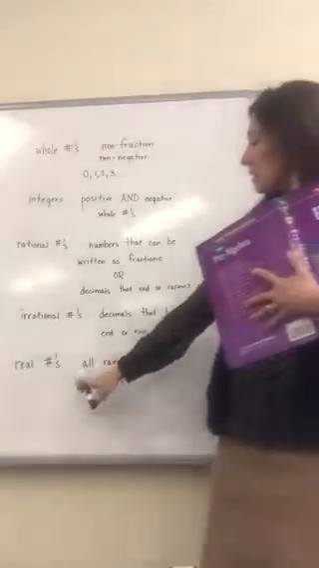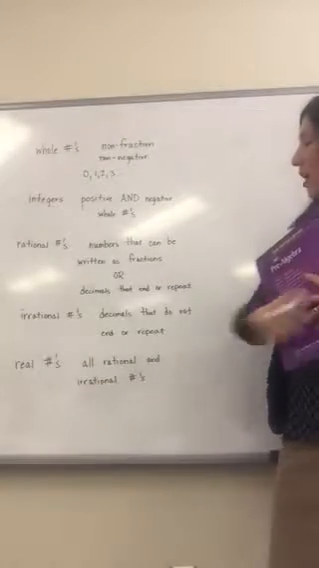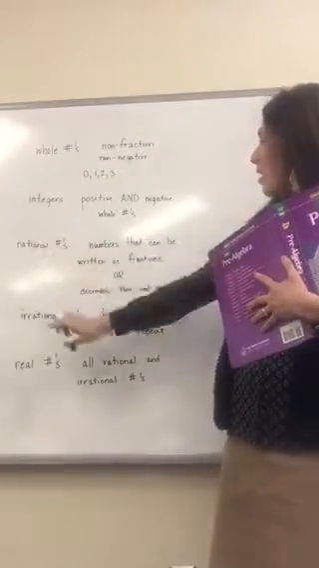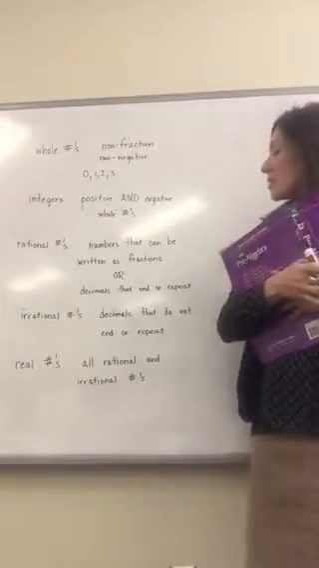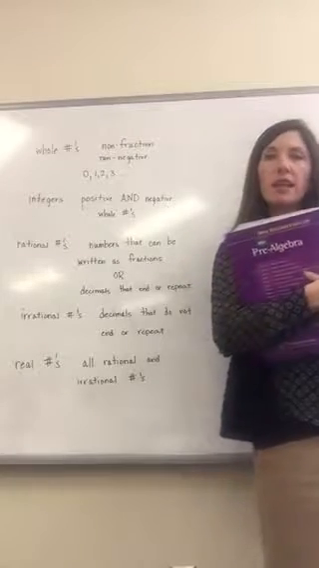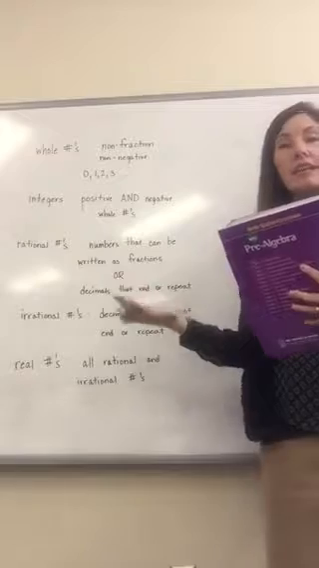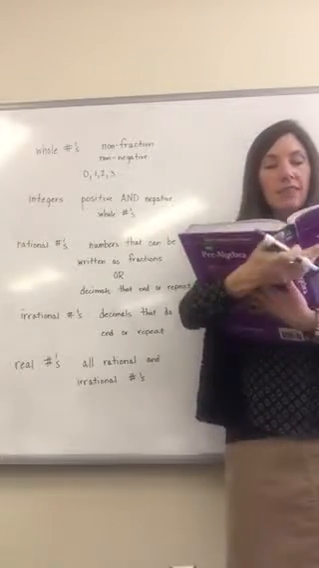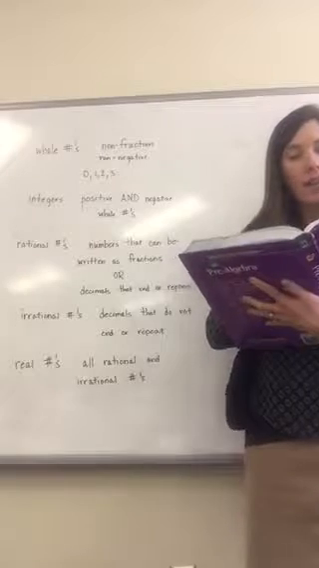Okay, and the last one that we're going to look at is real numbers. Real numbers are all rational and all irrational numbers. So real numbers are kind of like the animals in the first diagram. They are the overriding category, and these others fit into real numbers. And that's what we're going to be looking at today, is classifying numbers. All right, let's see.